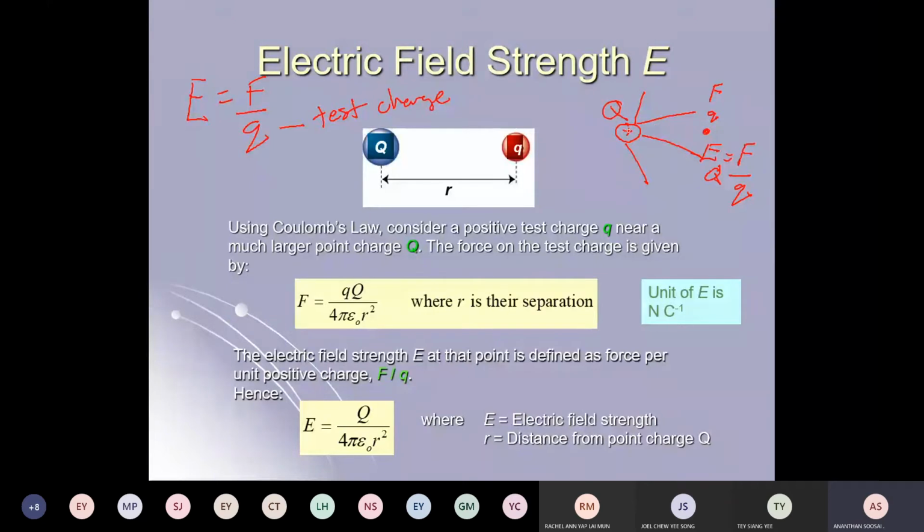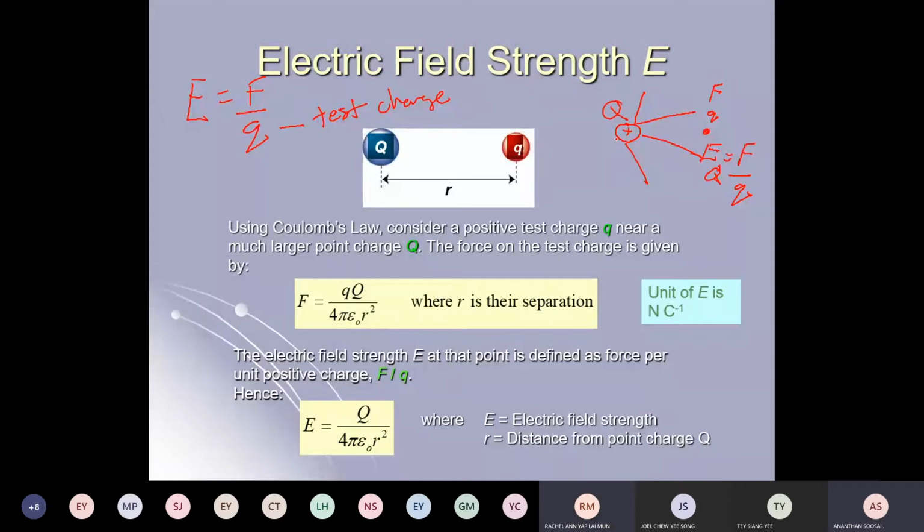I think I told you this last time. Is an object affected by its own electric field? For example, we take Earth. Is Earth affected by its own gravitational field? That means, is Earth experiencing force due to its own field?